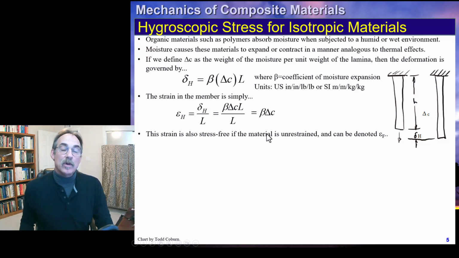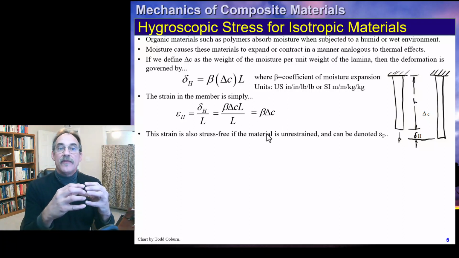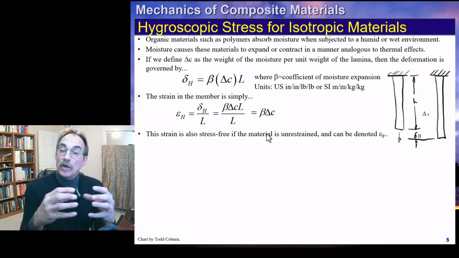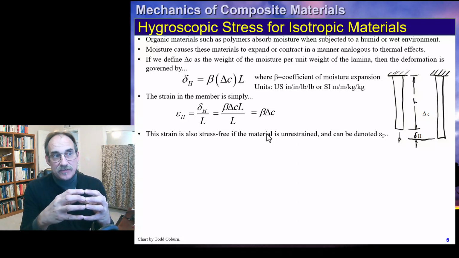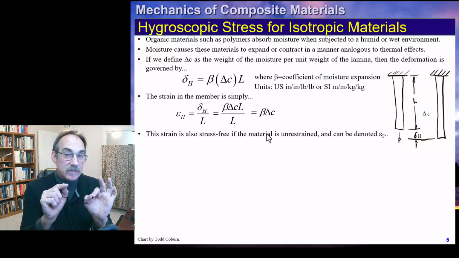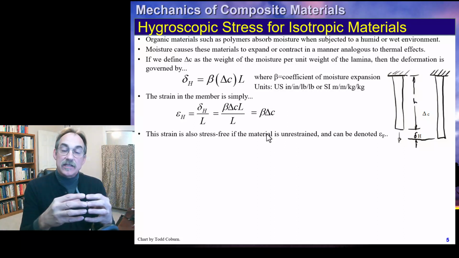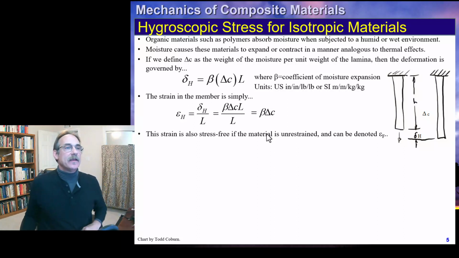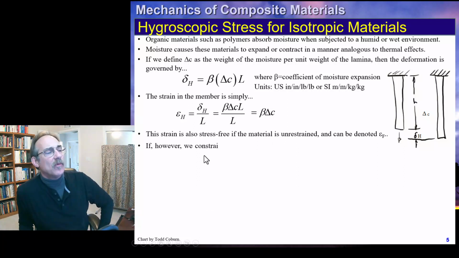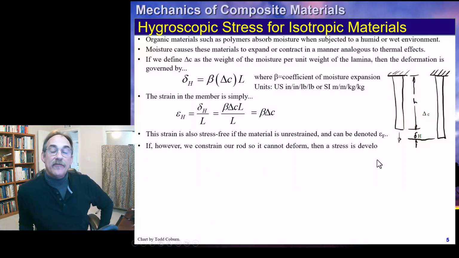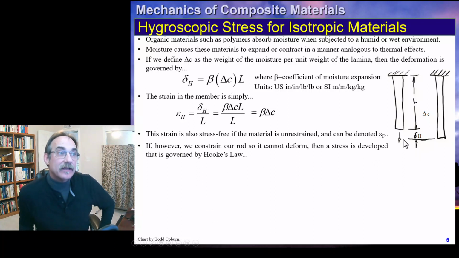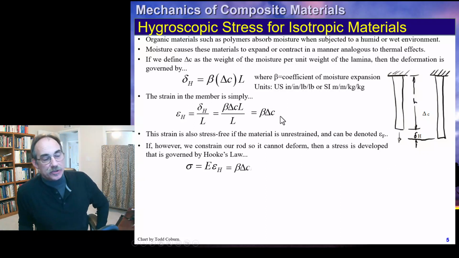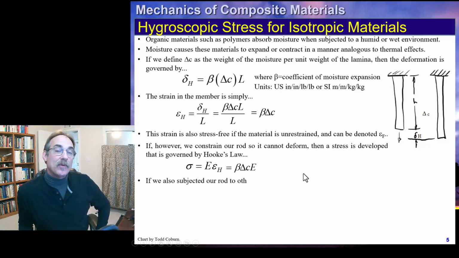Once again, the strains due to moisture are also going to be stress-free, and we can denote those as the free strains, epsilon subscript F, for the idea that there's no stress associated with that unless there's constraining action. As we saw before, if we completely constrain the rod, then that will introduce stresses. However, if we have an unconstrained rod, there's no stress.